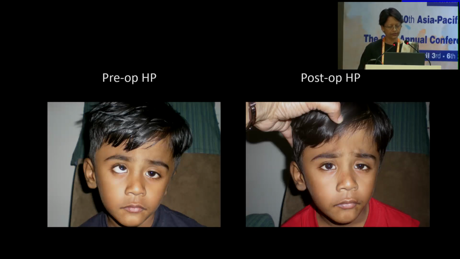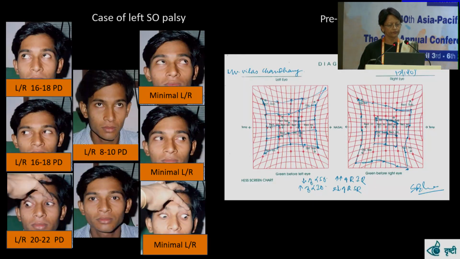Now, this was the preoperative head posture, which was corrected postoperatively. This was an interesting case of acquired superior oblique palsy. He had a minimal left hypertropia over right, which increases in dextrodepression. And the Hess chart also showed an overaction of the right inferior rectus muscle maximally.